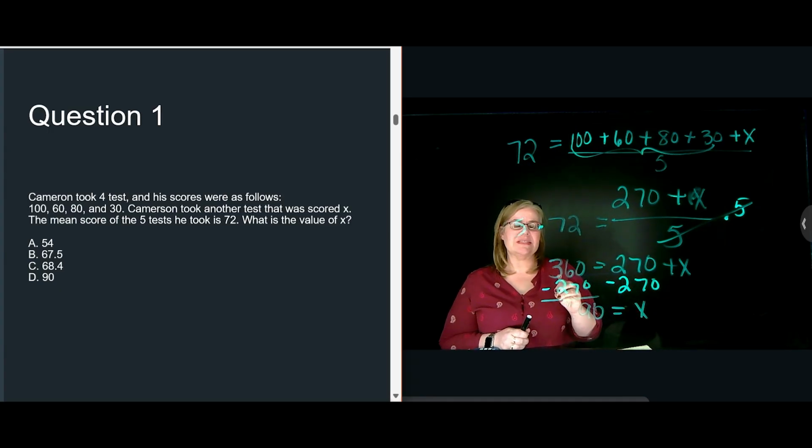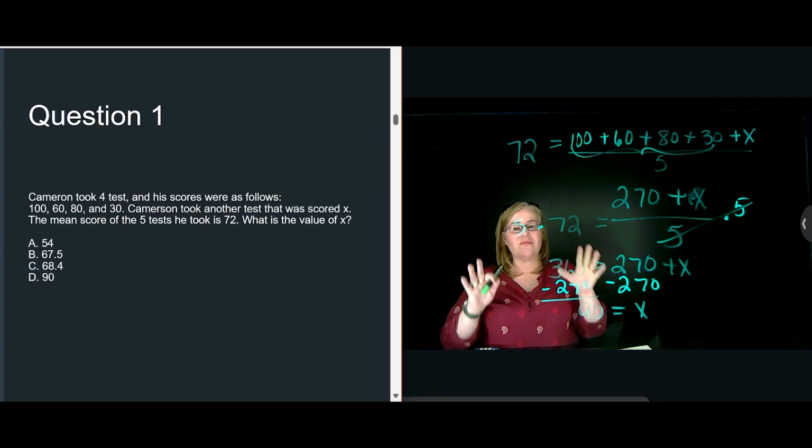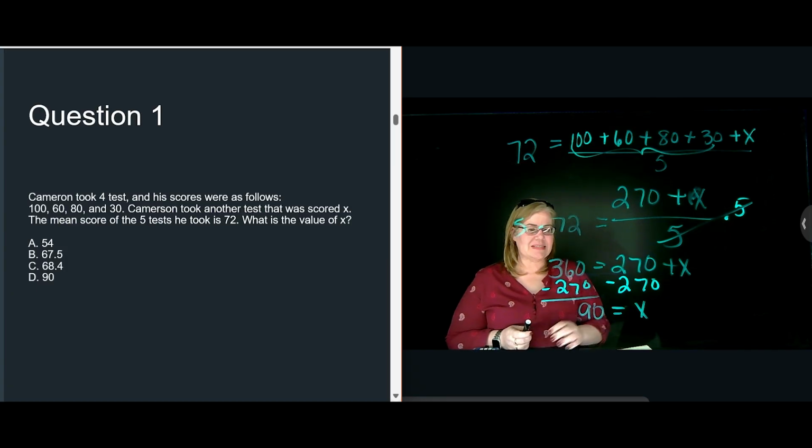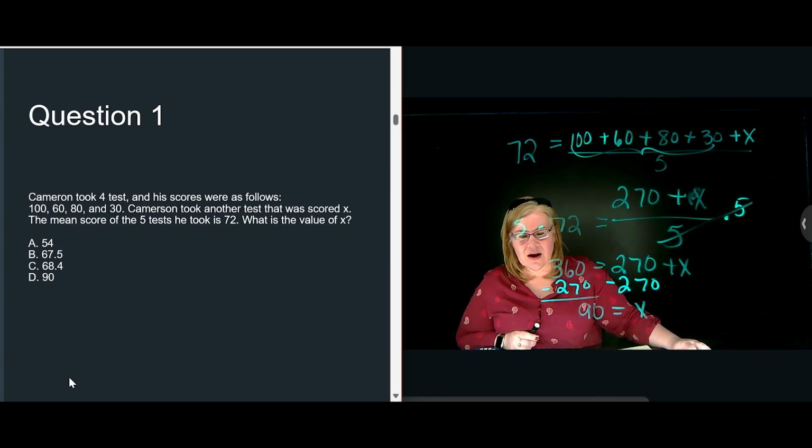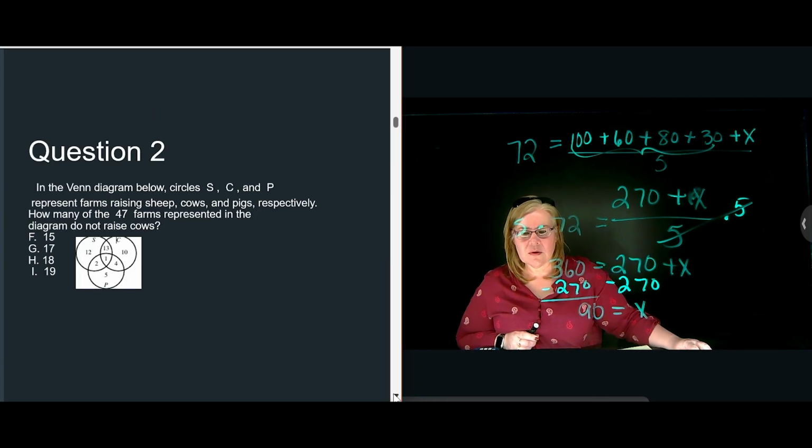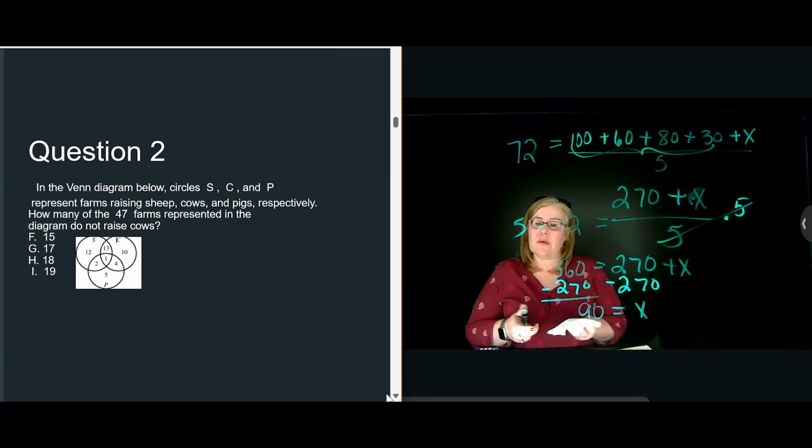So remember what you did on the test. Did you get letter D? If not, look to see what math we used. Look to see what maybe you could have gotten confused about so that you won't make that mistake again. Let's go to our next question, which is question 2. And I'm going to erase while we read it.